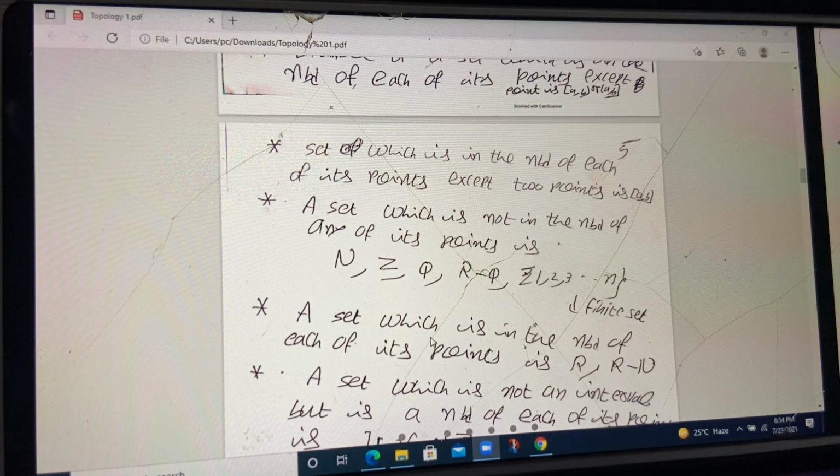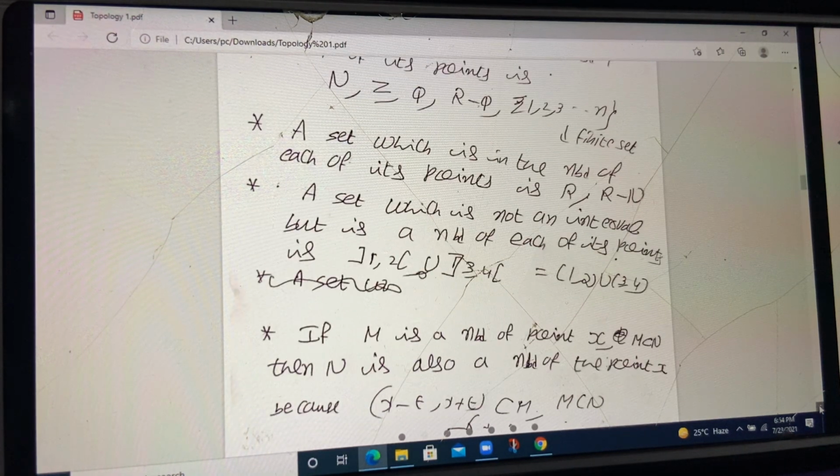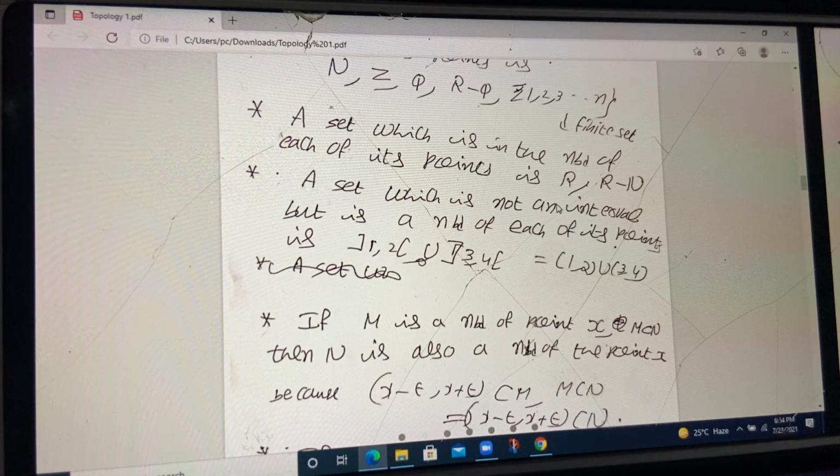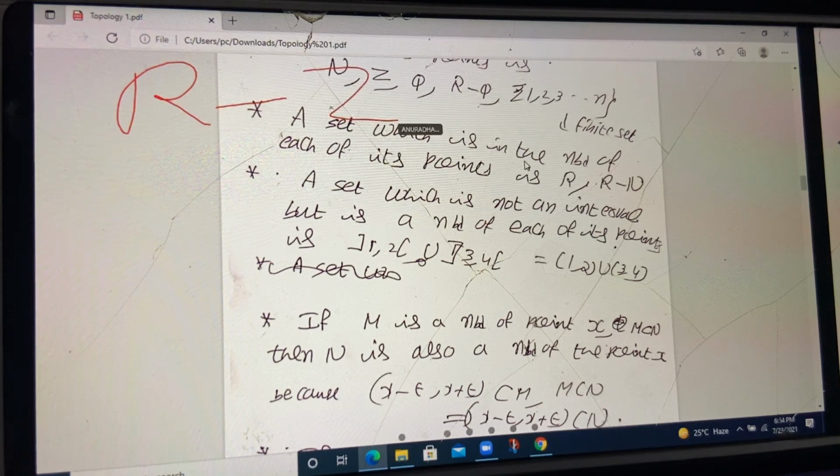Now, a set which is a neighborhood of each of its points is R and R minus N. The interior of R minus N is R minus N, and the interior of R is R. Ma'am, can we say R minus Z is a neighborhood of each of its points? Yes, you can. Write that down. What is R minus Z?